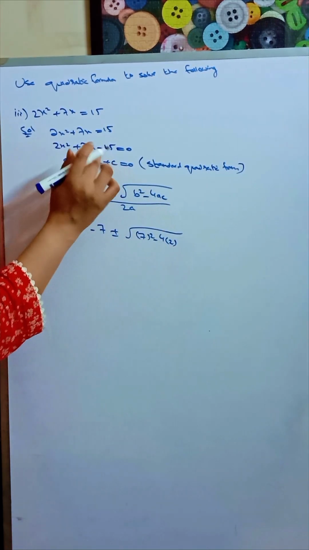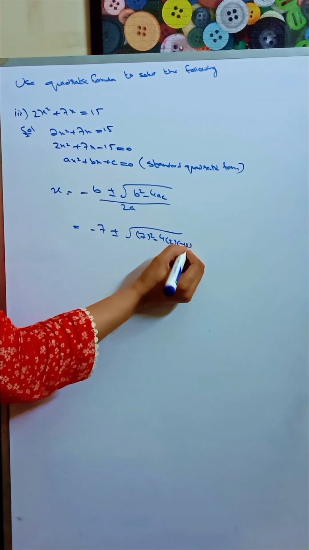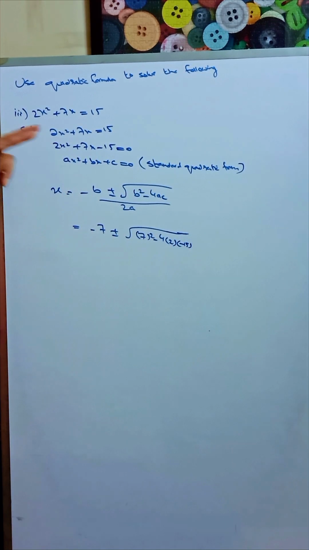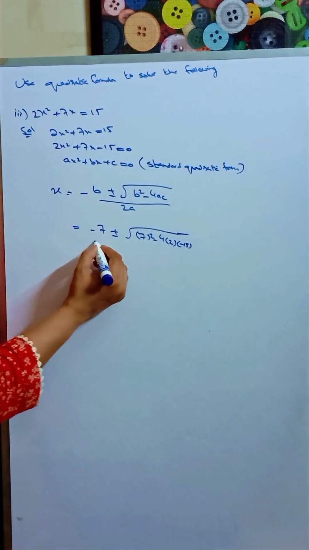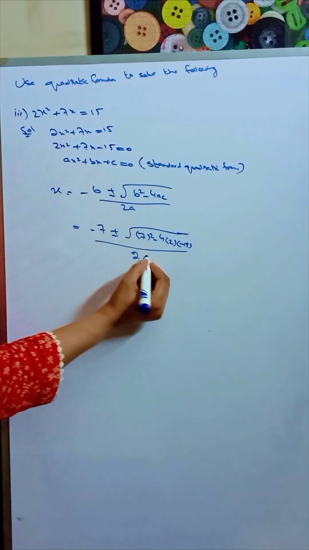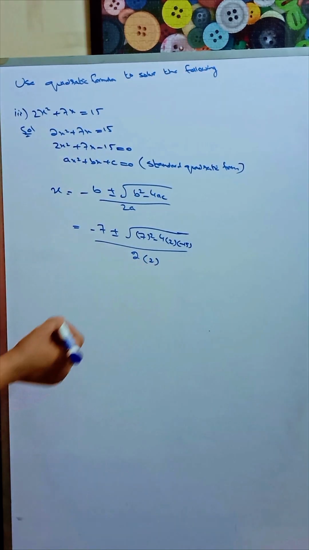And what is c here? Minus 15. I have told you, whenever you see a minus sign, we can't ignore it. We have to put the minus sign in the given formula. Alright. And 2a, what is a here? 2. I hope it's clear.